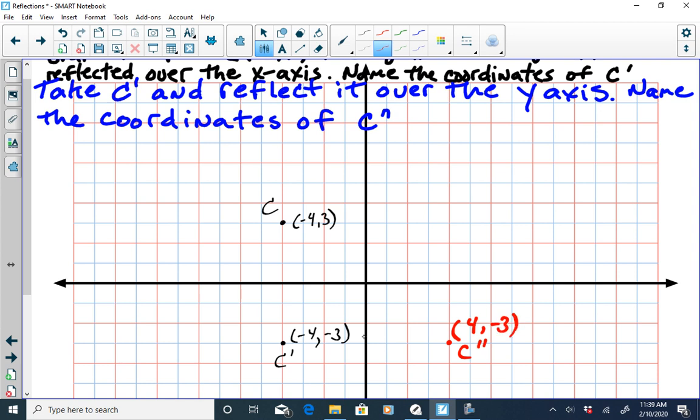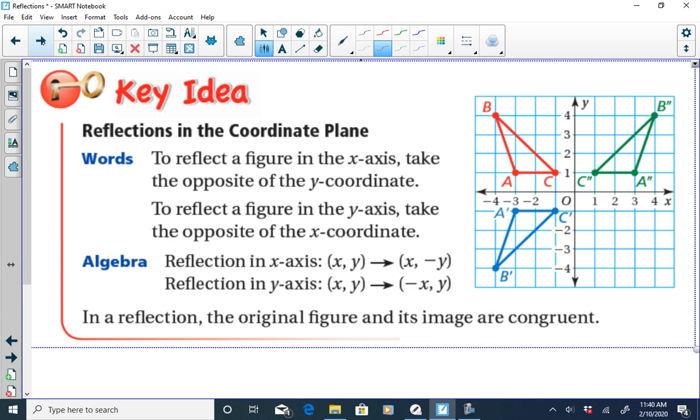So notice, when we have a reflection over the y-axis, the y value stays the same. The x value becomes its opposite. And that's summarized on the next page here with our rule. When we reflect in the x-axis, x comma y goes to x and the opposite of y.